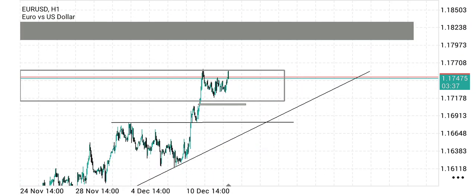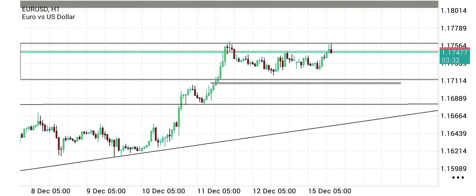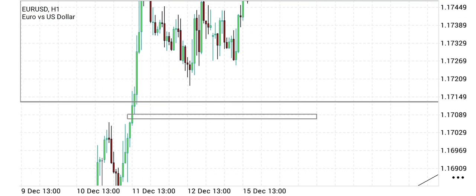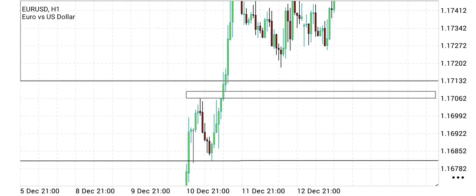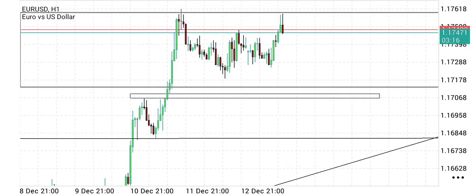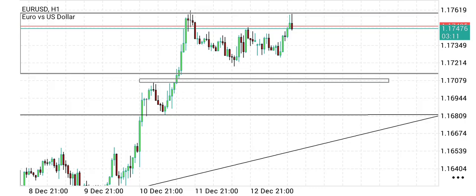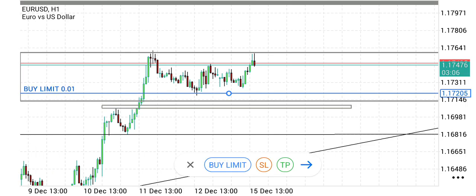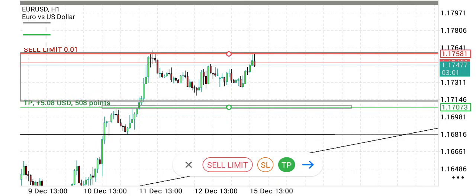So I'm waiting for the price to come and retest this bullish FVG, because this is the last higher high we broke, so it has to come back, then shoot to the upside. It will be something like this, right? Then I'll take profit right here.